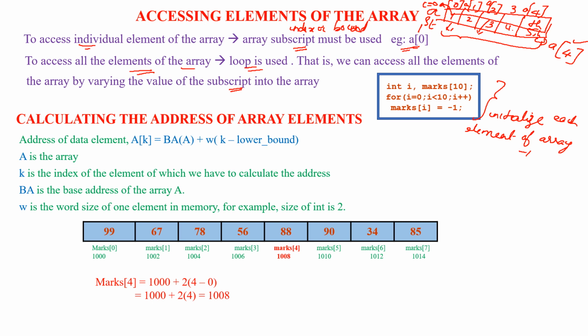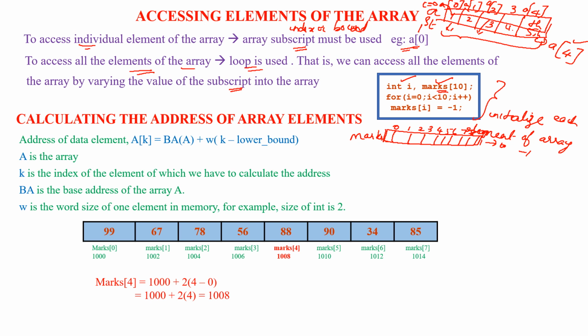So for that, what you will do? Your declaration: int i, you're declaring a variable i. What is marks of 10? Marks is nothing but the array name, and the size is 10. So you will be having an array with the name marks, and the index is from 0, 1, 2, 3, 4, 5, 6, 7, 8, 9, because the length is 10, right? So the index will be 0 to 9.